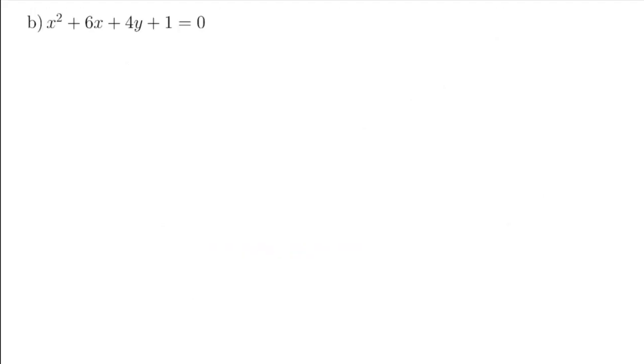example. So the reason I put this example in here is because the first thing we could probably notice is that it's not in the form we want it to be in.